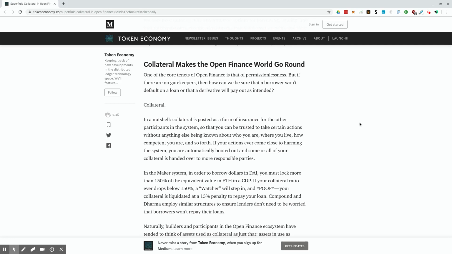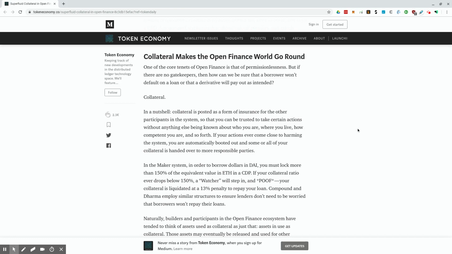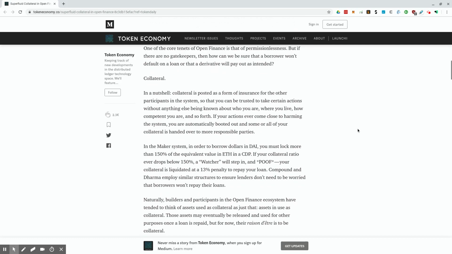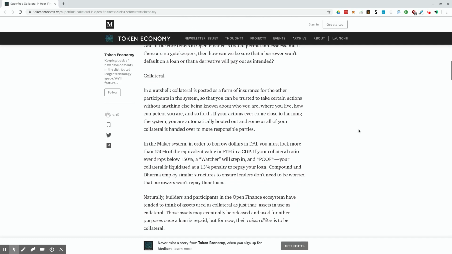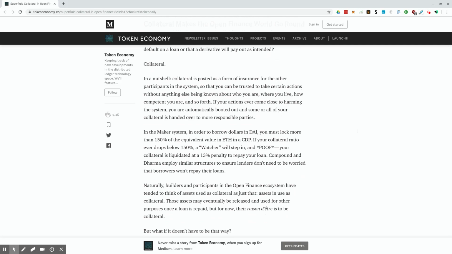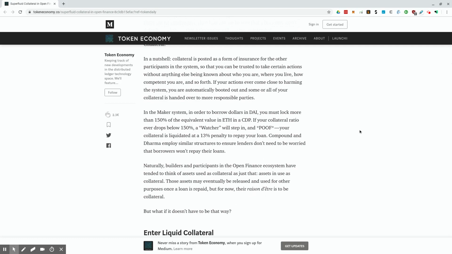Now we're going to get into collateral and some options around it. One of the core tenets of open finance is permissionlessness. But if there are no gatekeepers, how can we be sure that a borrower won't default on a loan or that a derivative will pay out as intended? The answer is collateral. In a nutshell, collateral is posted as a form of insurance for the other participants in the system, so that you can be trusted to take certain actions without anything else being known about who you are, where you live, how competent you are, and so forth. If your actions ever come close to harming the system, you are automatically booted out and some or all of your collateral is handed over to more responsible parties.